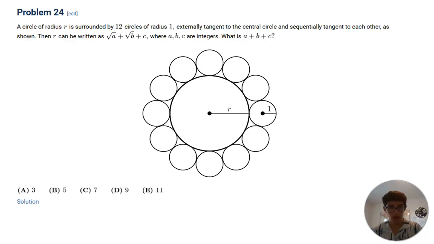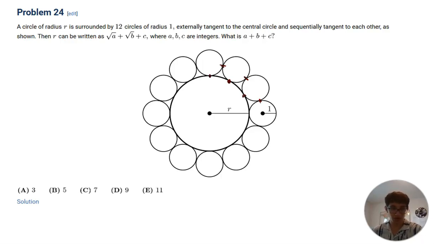A circle of radius r is surrounded by 12 circles of radius 1. So this is the circle of radius r, and these are the other 12. They're all externally tangent to the central circle. What does that mean? Externally tangent means that they're all touching the larger central circle. And sequentially tangent means that they're touching each other like this. Now we want to find r.